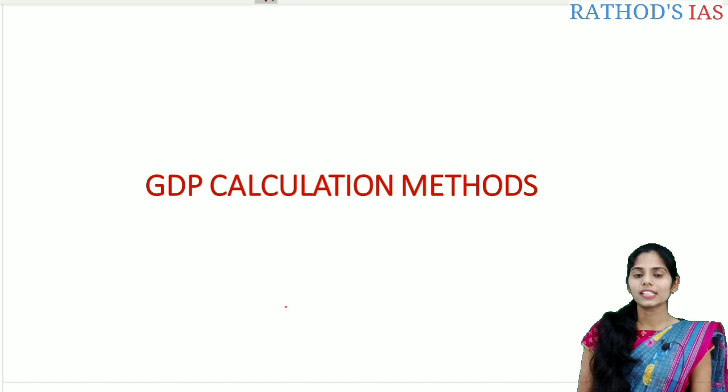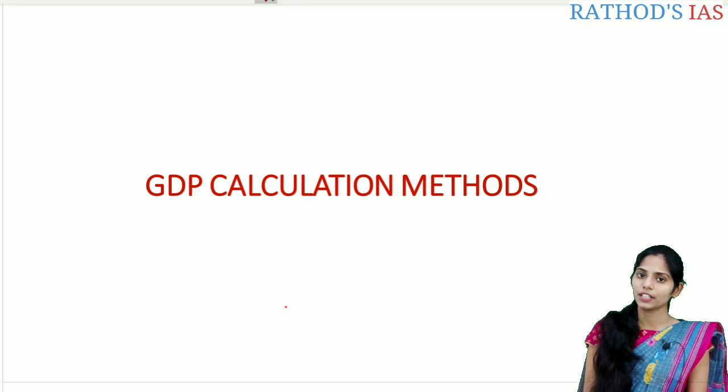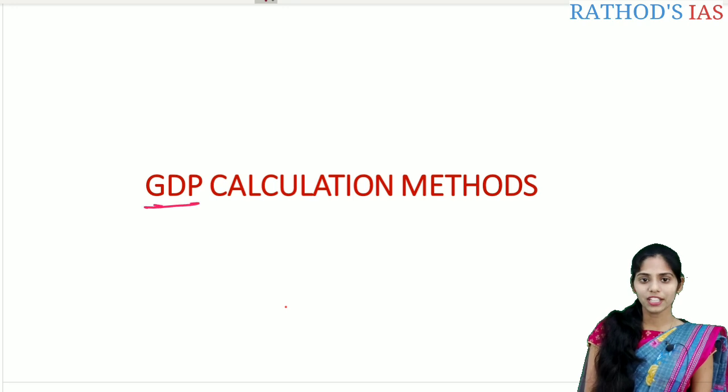We already discussed what GDP is. GDP is the total value of the goods and the services which are produced within the country or within a geographical area within a specific period of time. Similarly, that period will be almost 1 year. So this is a brief introduction regarding what GDP is.